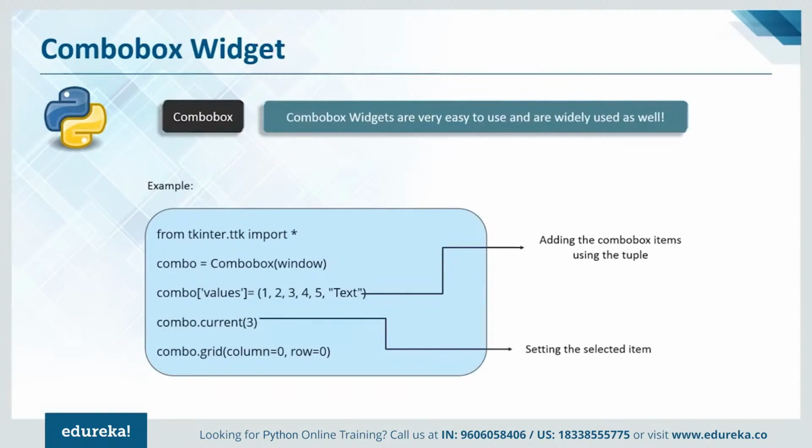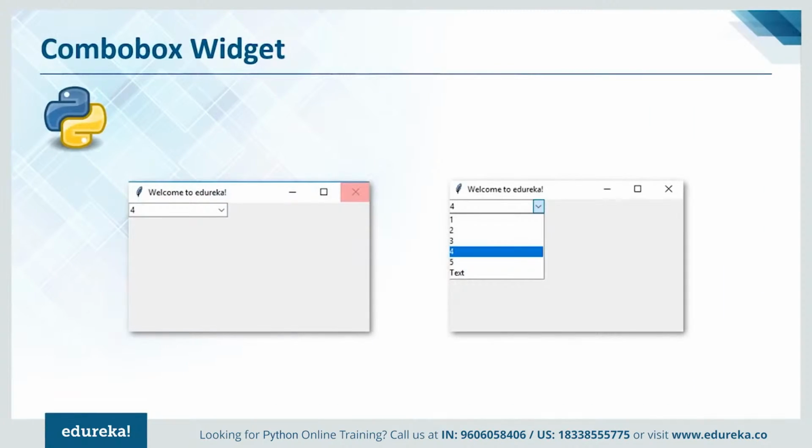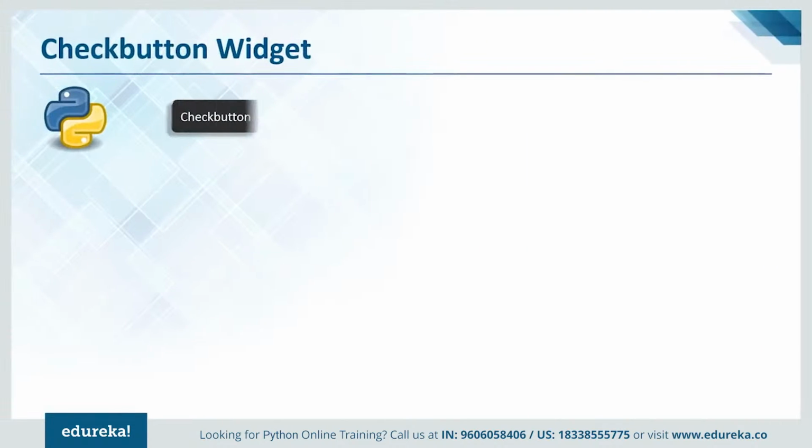1 to 5 were numeric inputs, right? But we can have a textual input as well. It is defined using double quotes, and we will later set the selected input. And lastly, we have the grid function to place the widget on the window as well. Again, check out the example here, guys. We have the drop down menu and it displays all that we have defined in the code. Another easy widget, done.